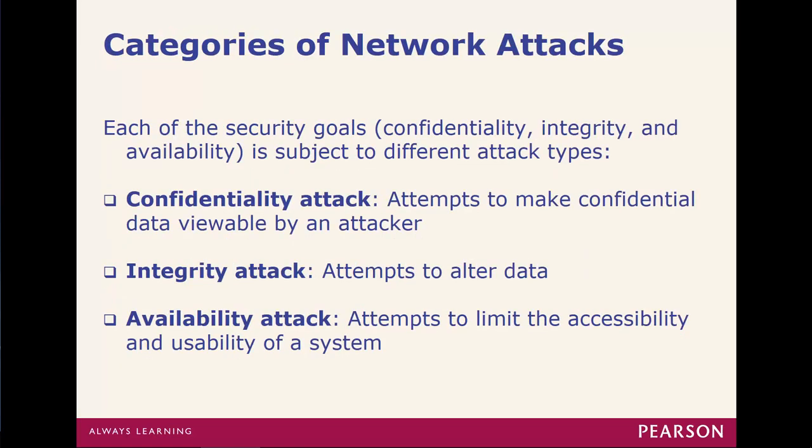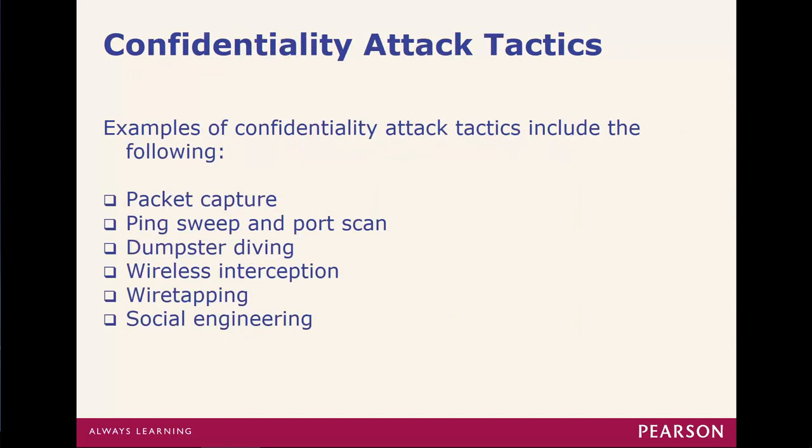So, categories of network attacks. A confidentiality attack attempts to make confidential data viewable. Integrity, again, tries to alter the data. Availability tries to limit access to or the usability of those resources. Confidentiality attacks could be things like packet capturing, Wireshark, ping sweeps, and port scans. Again, these are very subjective, but from the networking side, this is viewed more as a confidentiality attack. Normally ping sweeps and port scans aren't really, but in this broad definition, they are.